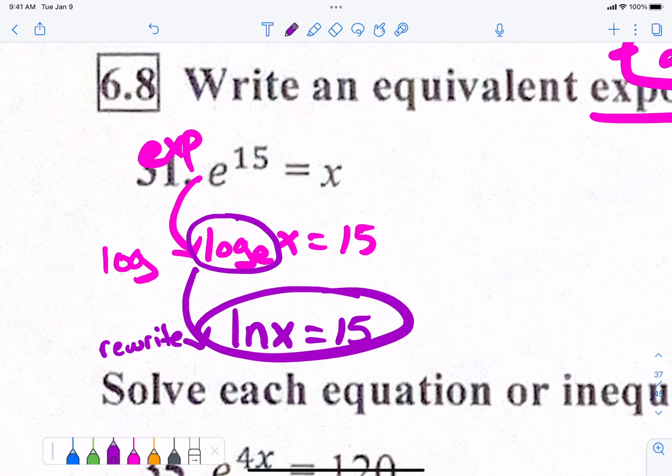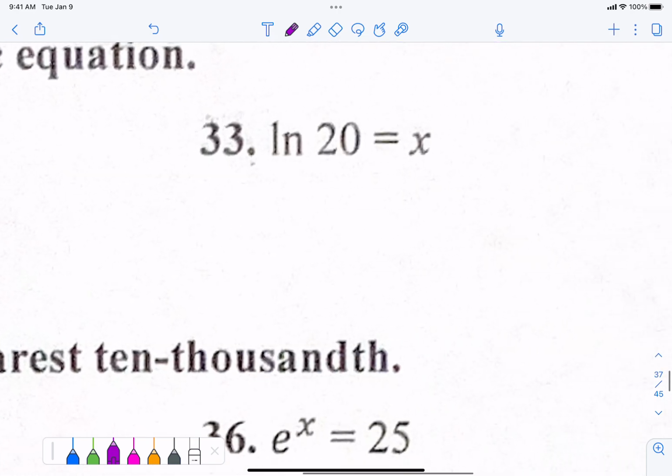Can I skip the part when I put it as a log? Yes, yes. Okay, so there's that. Got it? Does that make sense? Okay, now let's go over to 33 because this one is an ln. And ln is technically a log, right?